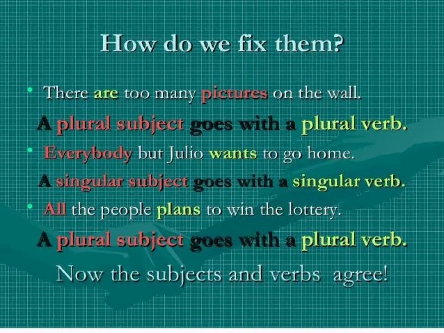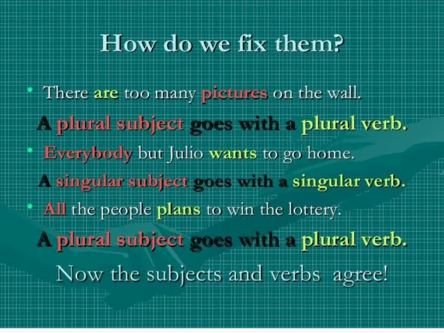So here the subject goes with the plural verb. And everybody but Julio wants. Julio is a singular subject, so a singular verb. All the people plan to win the lottery. Everyone, so it has to be a plural verb. Now you can see the correct sentences. That means the subject and the verbs agree together. So whenever you find a sentence, first you must see whether the subject is agreeing with the verb. If it does not agree, then when you change it and it agrees, that is the correct sentence.